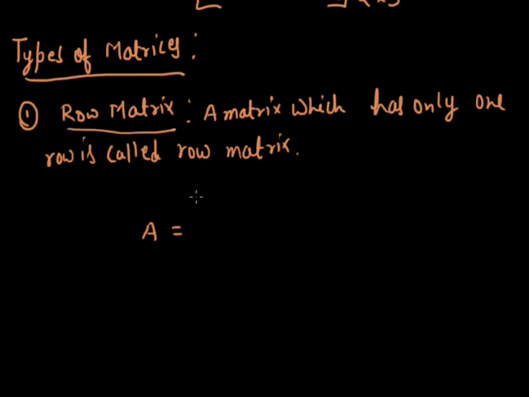For example, like this. Suppose minus 3, 2, 5, 1. So how many rows are there? 1. And column is 4. Now this is known as row matrix.